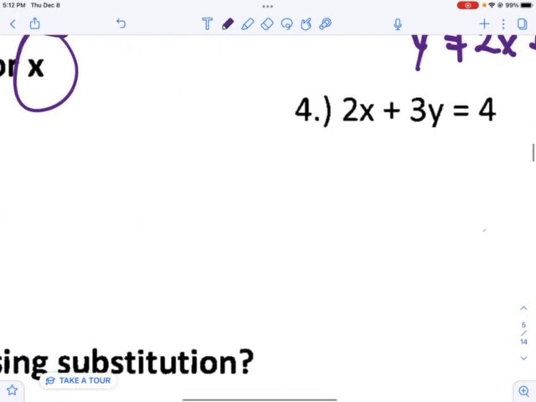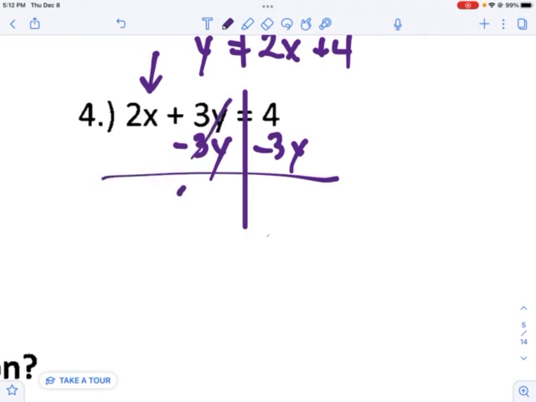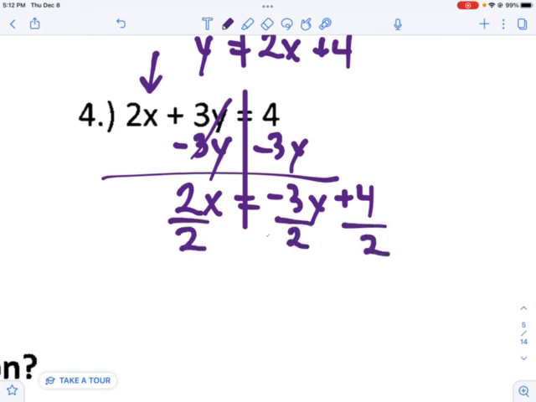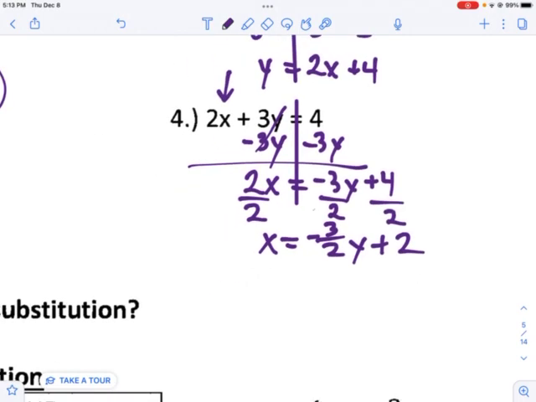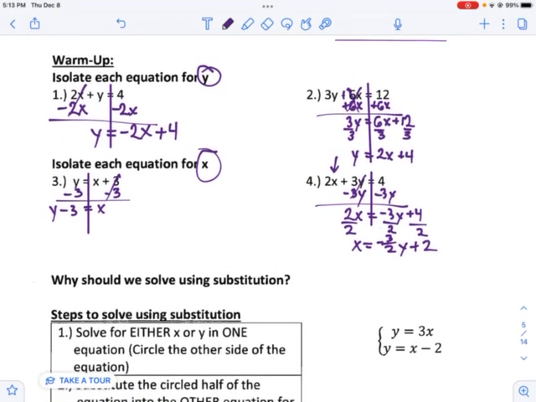And for number 4, I want to get x by itself. So let's remove the 3y by subtracting. And I now have 2x equals negative 3y plus 4. And I need to isolate x, so I'll divide everything by 2. And I get x equals negative 3 over 2 y plus 2. Again, there are times when it's best to isolate for y or isolate for x. We'll definitely have to do that when we solve using the substitution method.